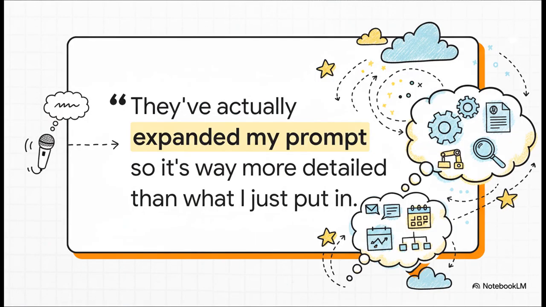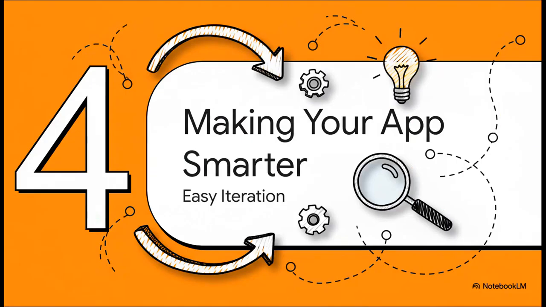Now, this generate step is where the real magic happens. You give it a really simple instruction, right? But the AI doesn't just do exactly what you say. It actually expands on your idea, adding all this detail and context to create something way more useful than what you originally asked for. Okay, but what if your first attempt isn't quite right? I mean, it rarely is. This is where the real power comes in. You don't have to scrap everything and start over. Instead, you can just tweak it and make your app even smarter.